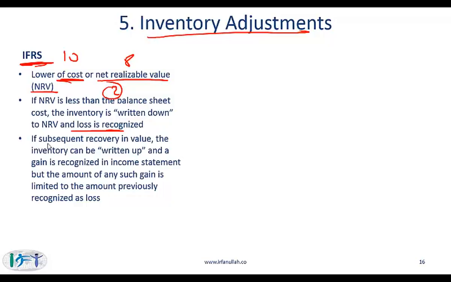If there is a recovery in value afterwards, so from 8 now, the net realizable value goes up to 11, then what can you do? Under IFRS, you are allowed to write back up, but only till the original value of 10. That point is made over here. So these are the rules under IFRS.